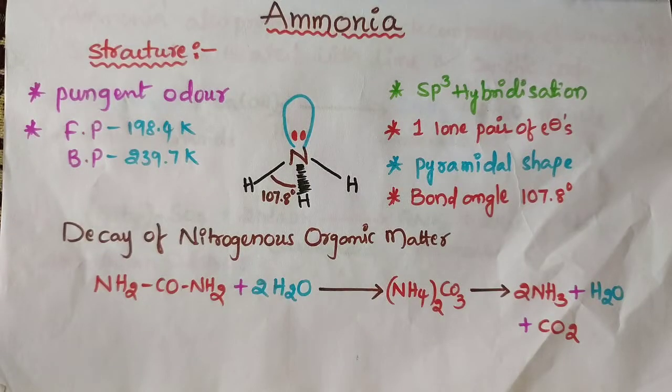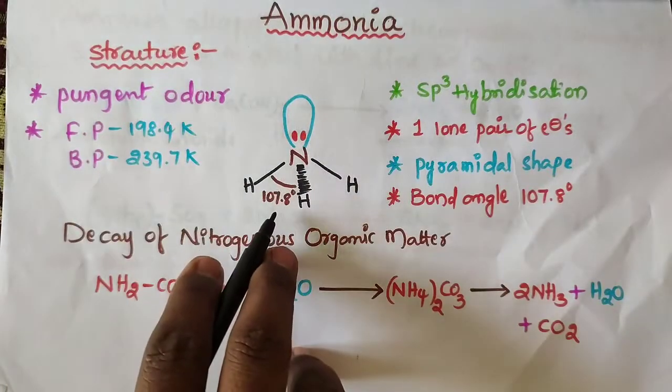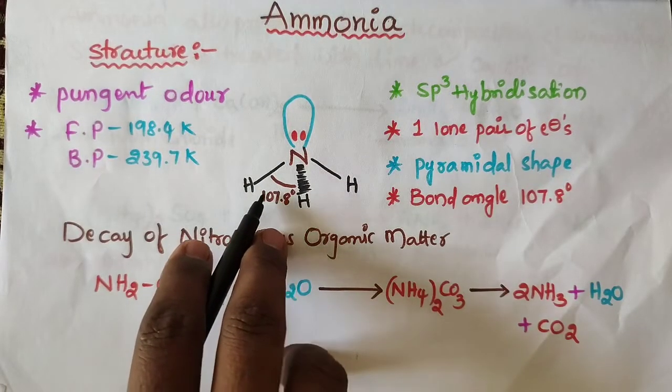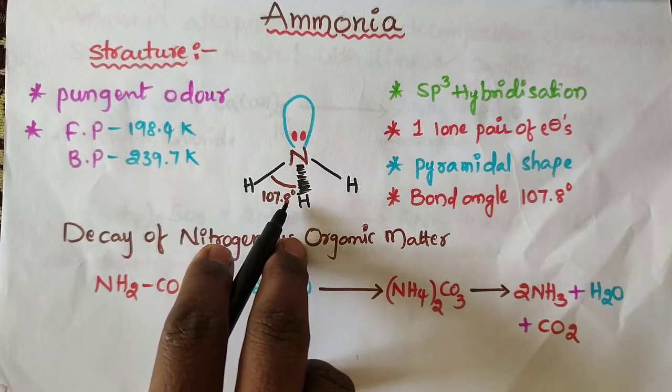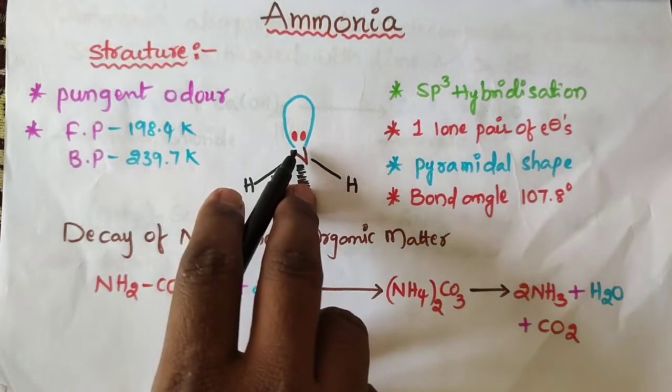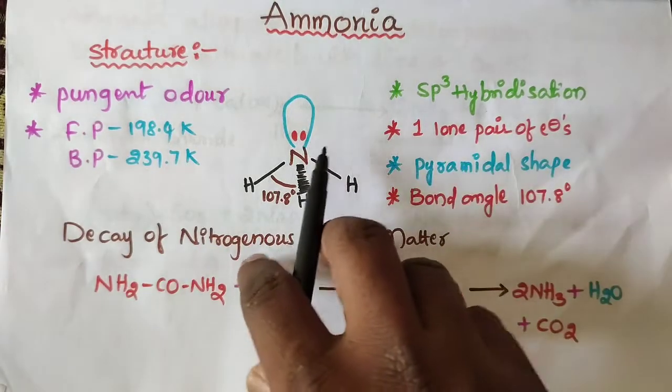Now the topic is ammonia. Ammonia structure is pyramidal shape. This is the structure. Bond angle is 107.8 degrees and one lone pair is present. Actually it is sp3 hybridization but contains one lone pair.